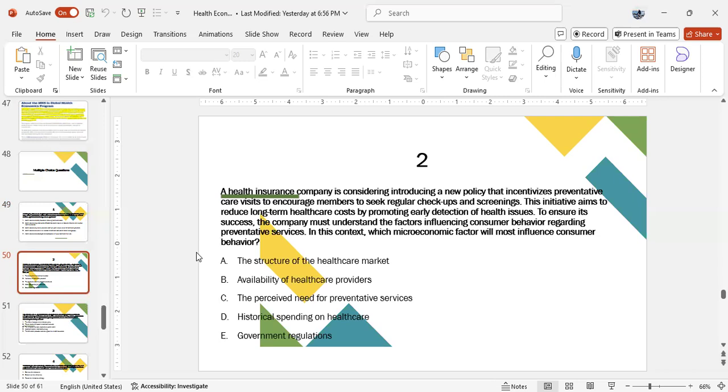A. The structure of the healthcare market. B. Availability of healthcare providers. C. The perceived need for preventive services. D. Historical spending on healthcare. Or E. Government regulations.